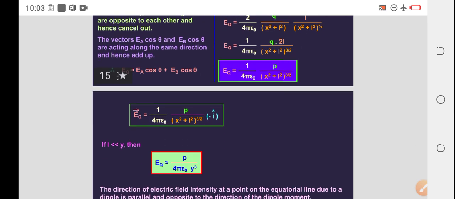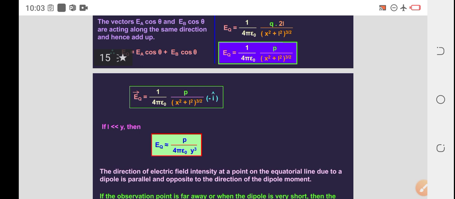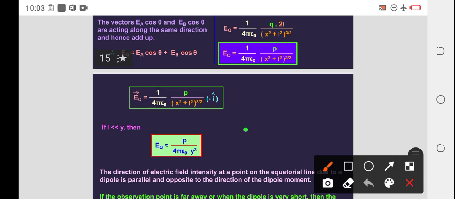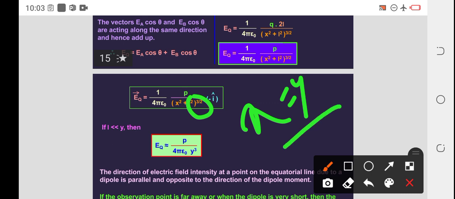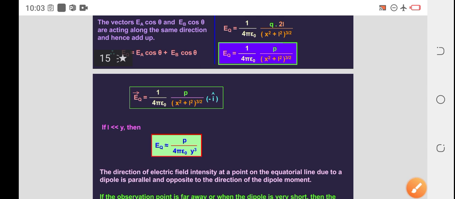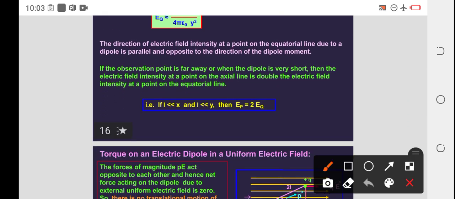So here, if L is less than y, then we simply replace x by y, and E_Q equals p by 4 pi epsilon naught y cube. Here L will be cancelled, given the condition that x is greater than L. Similarly, y is greater than L. This is the condition we considered; in place of x we are taking y, where y is greater than L. So that's why E_Q equals p by 4 pi epsilon naught y cube. And finally, we can analyze that the equatorial field of the dipole is less than the axial field of the dipole.